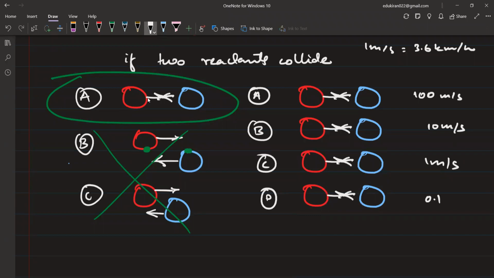In which it is 0.1 meter per second. Achha, what do you think, guys? Which is going to be the most effective collision here, A, B, C, or D? What do you think? Which is going to give us results? Which is going to give us some reaction? A, B, C, or D?